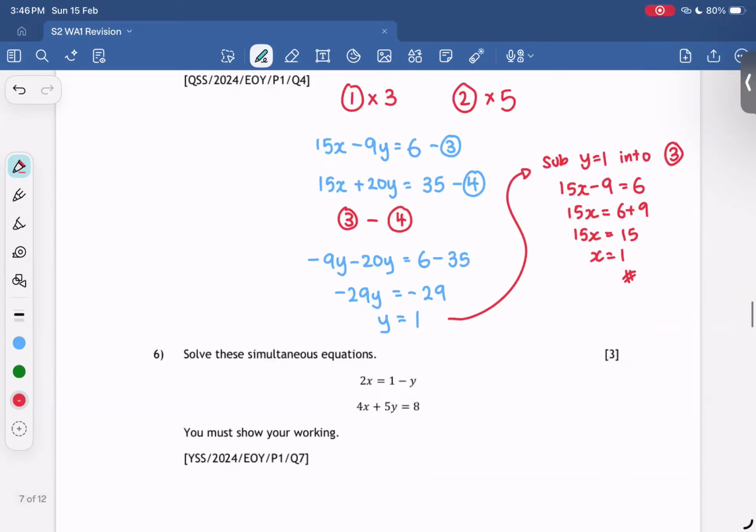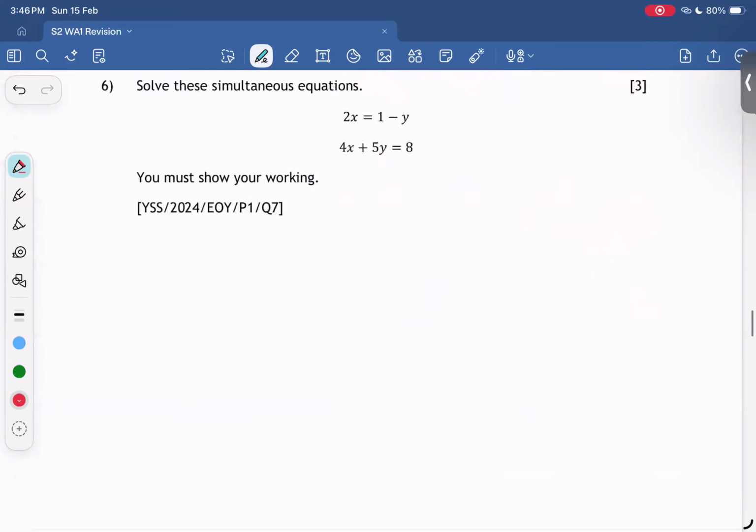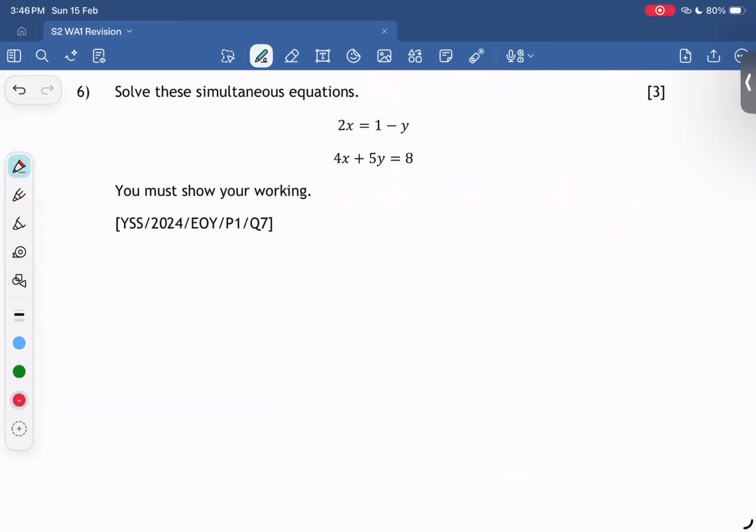Let's take a look at the next question, question 6. For question 6, I've got 2x equals 1 minus y, and 4x plus 5y equals 8. Here, you can choose to do the substitution method or the elimination method. For me, you know what?